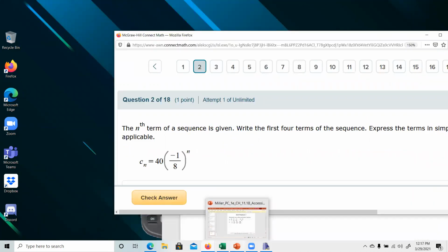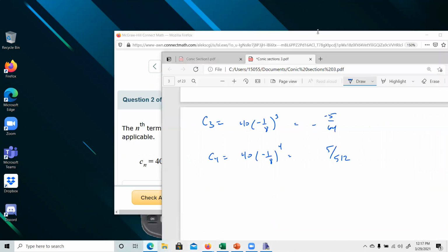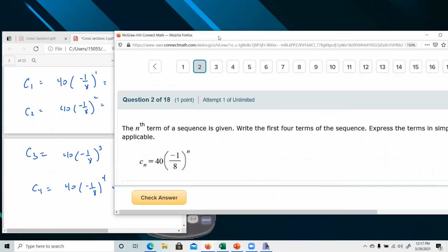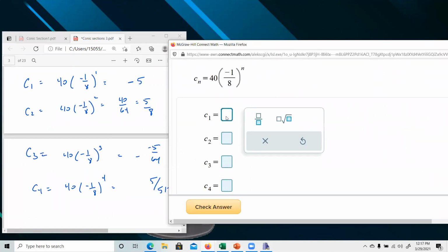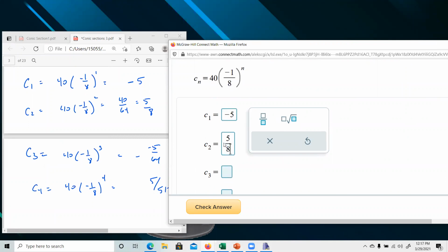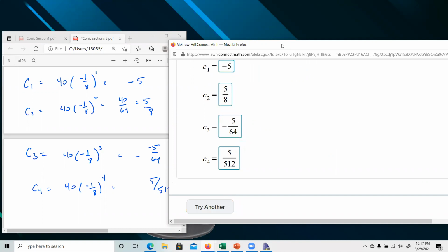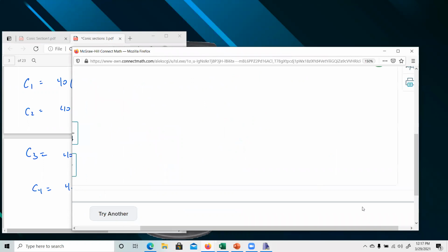what do I want to do? I want to go back to this. All right, so just to put this stuff in, right, this was going to be a negative 5. Okay, this was a 5/8. Okay, this was a negative 5 over 64. And then we had a positive 5 over 512. Check. Yeah, it seems like it's reasonably happy. Okay, so there we go.